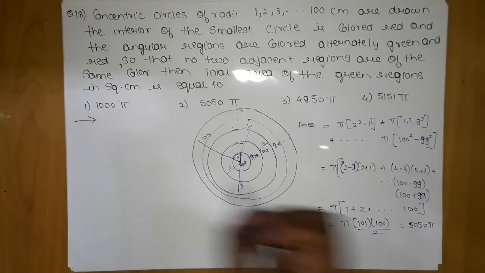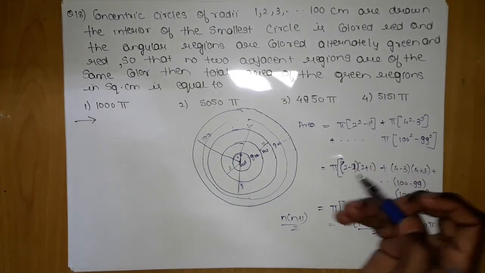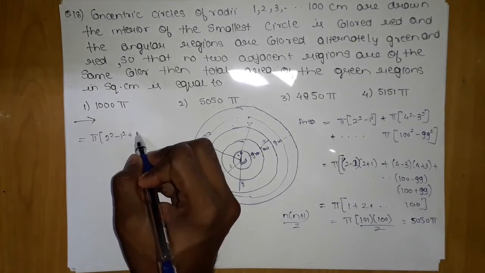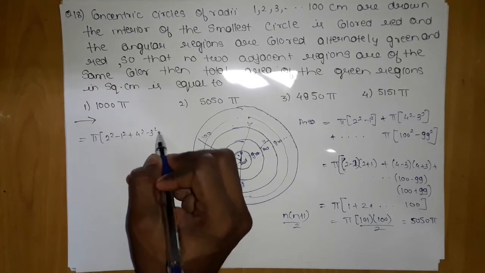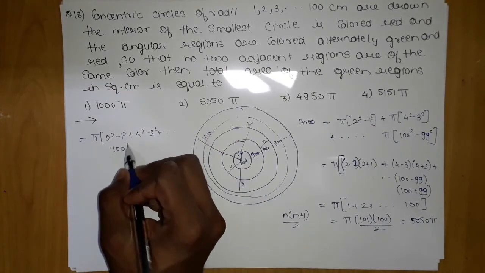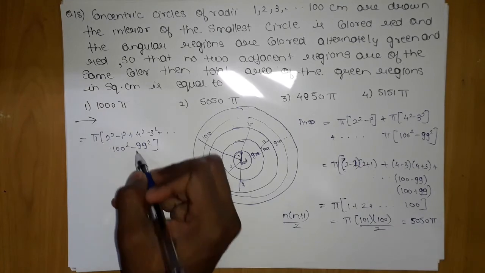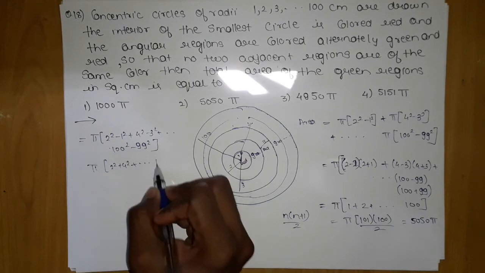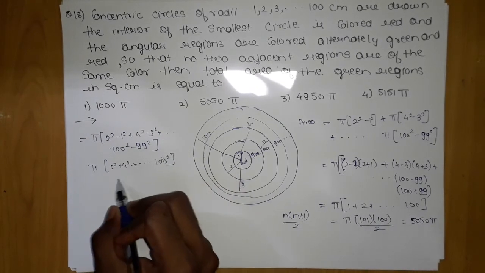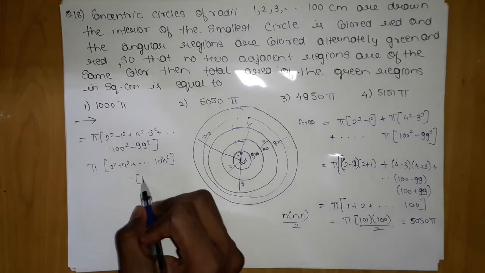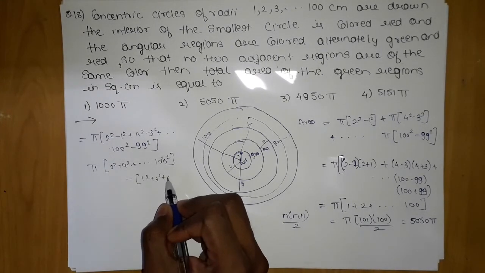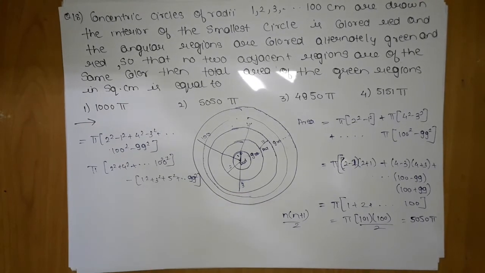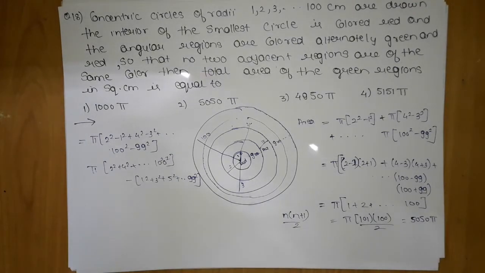Now the thing which children do is that they solve this by another method, that is pi into 2 square minus 1 square plus 4 square minus 3 square, and so on till 100 square minus 99 square. Now you can see all the even terms are positive: 2 square plus 4 square, and so on till 100 square. Similarly there will be one set with negative sign, 1 square plus 3 square plus 5 square, and so on till 99 square. So here you can apply the series and solve this, although it will be large.